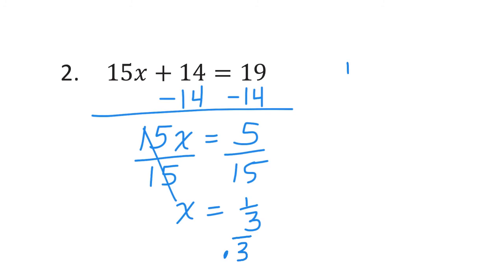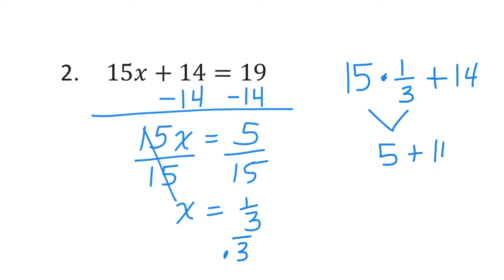Okay, then for a check, 15 times 1/3 plus 14. So multiply first. 15 times 1/3 is 5, plus 14, 19. Again, at this point you're not required to write the checks down, but I would definitely either do them mentally or with a calculator. We're not going to do the third problem on this page. Go ahead and go to the next page.